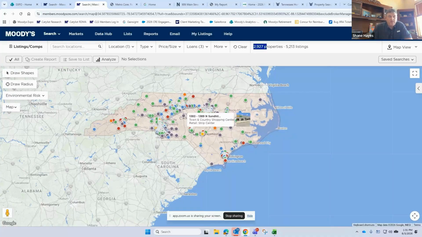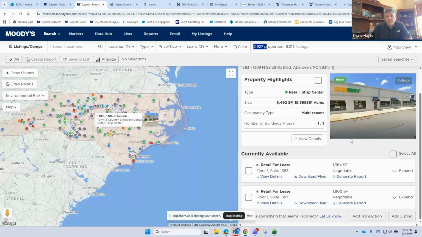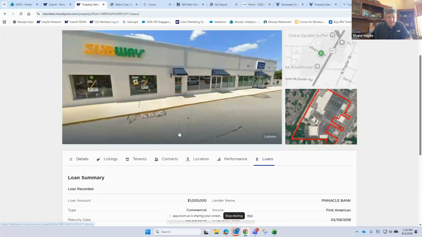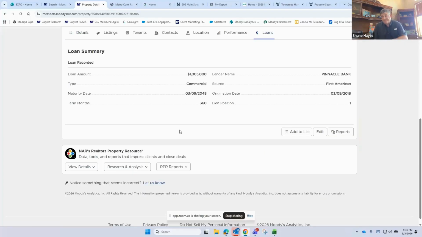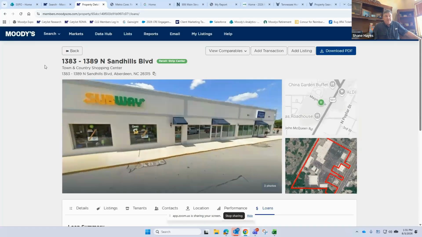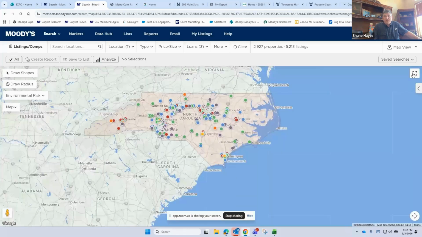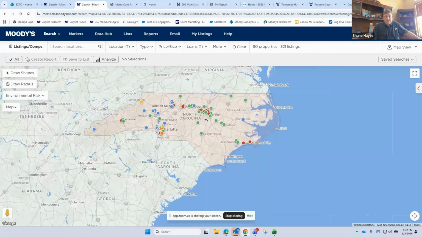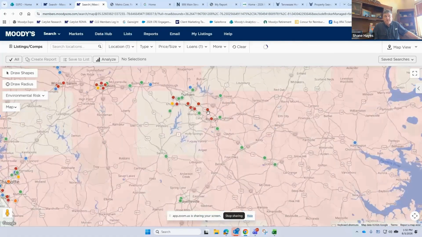You can click on any one of these and pull it up, go to view details. There's a loans tab down here that you can click on, and it's going to share whatever loan information you have. This is just general things that you're going to see. Again, this is public record information, so it's kind of sparse in what you have access to. The big data information that's going to be of value to you is going to be the CMBS data. Now, there's going to be fewer of those, but the data that's part of this is going to be significant.